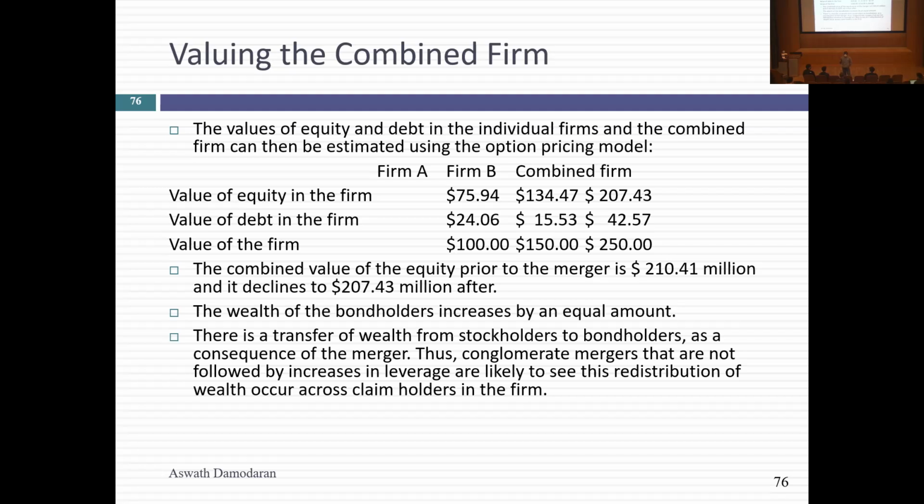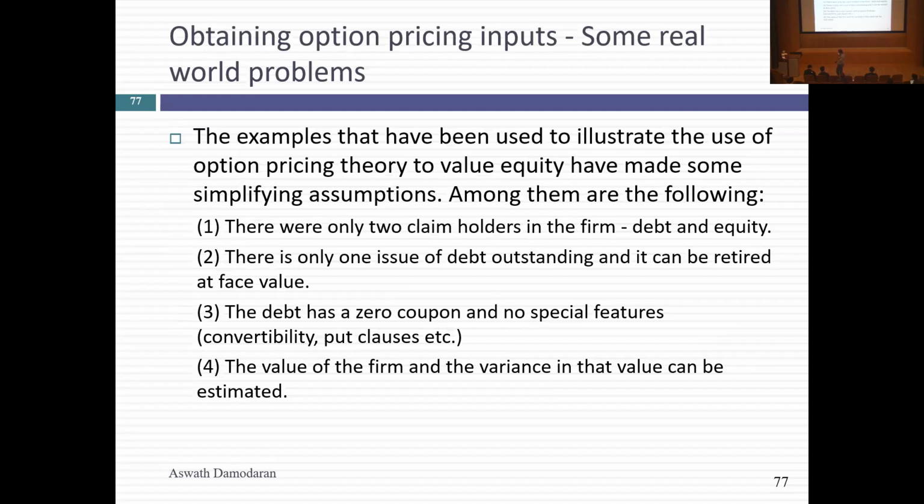Conglomerates that refuse to borrow as they grow will transfer wealth from equity investors. It's not good for stockholders, even if you're paying fair value. So you can see how this abstract example plays out.